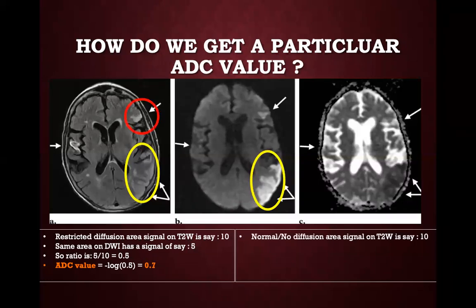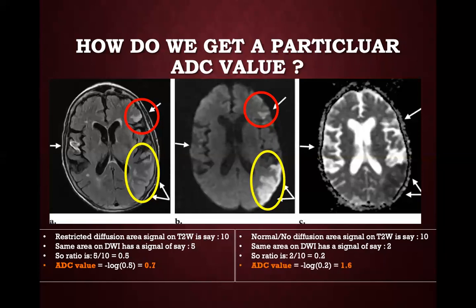Now, on the other hand, there is another lesion here. It appears the same on FLAIR. The signal looks similar, both yellow and red have 10. But on diffusion, it appears much less bright compared to the other yellow area. The signal coming from there is only 2. So the ratio will become 2 by 10, or 0.2. The negative logarithm will be 1.6. So this will appear darker and that will appear much brighter on ADC.